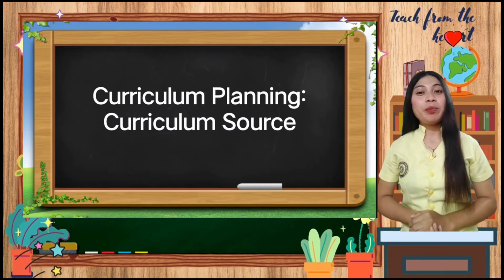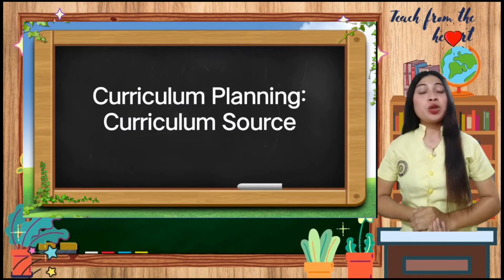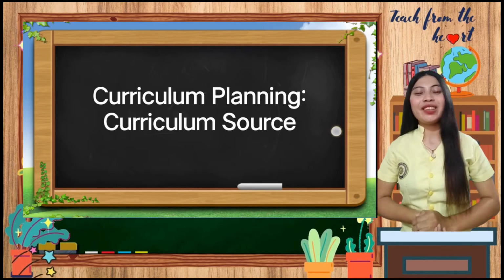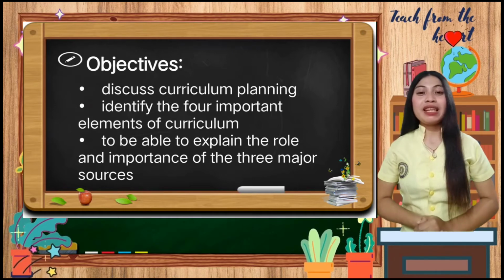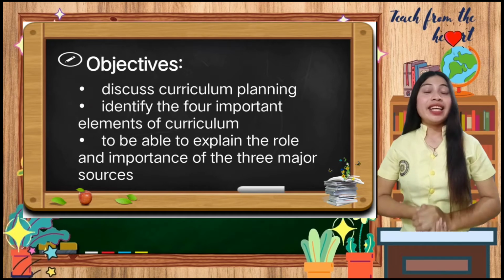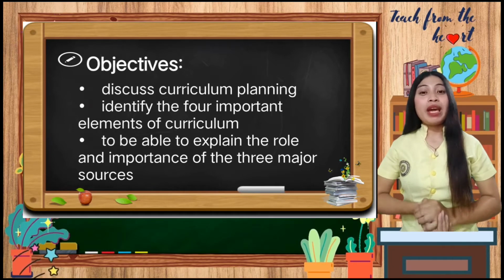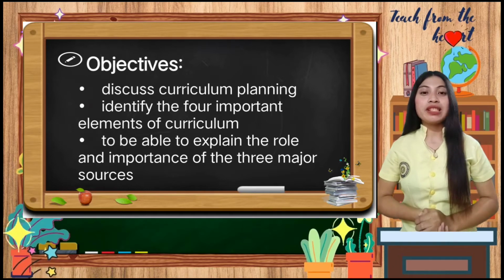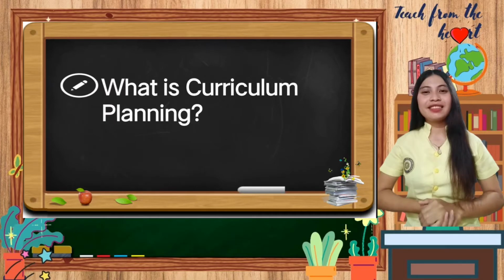I will be your second reporter for today, and the topic that I am going to discuss to you is the sources of curriculum according to Tyler 1994. Our lesson objectives on this topic are: first, discuss curriculum planning; second, identify the four important elements of curriculum; and third, to be able to explain the role and importance of the three major sources of curriculum according to Tyler.